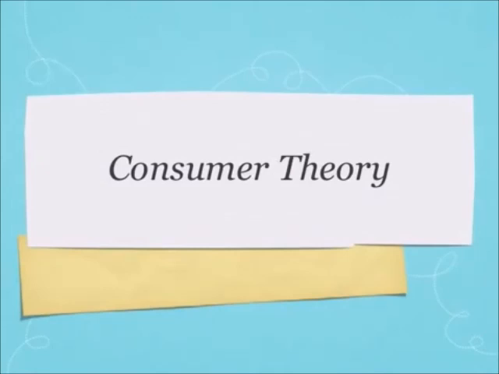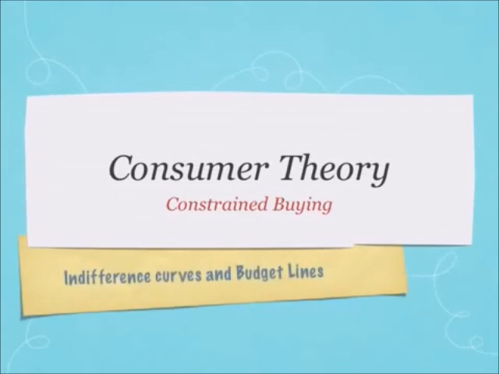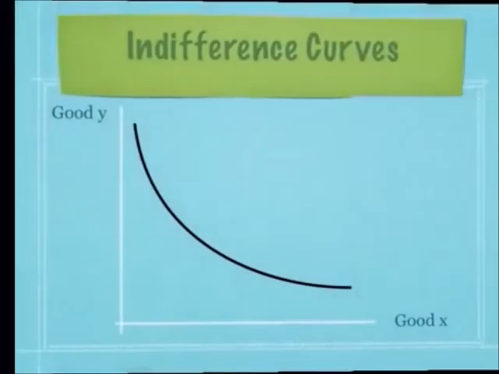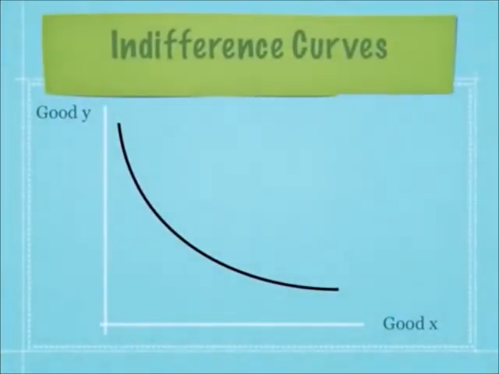In this podcast, I'm going to talk about consumer theory. Again, consumer theory is really all about constrained buying. I'm going to introduce two topics: indifference curves and budget lines. An indifference curve looks something like this. And we plot quantity of good Y on the Y-axis and quantity of good X on the X-axis.